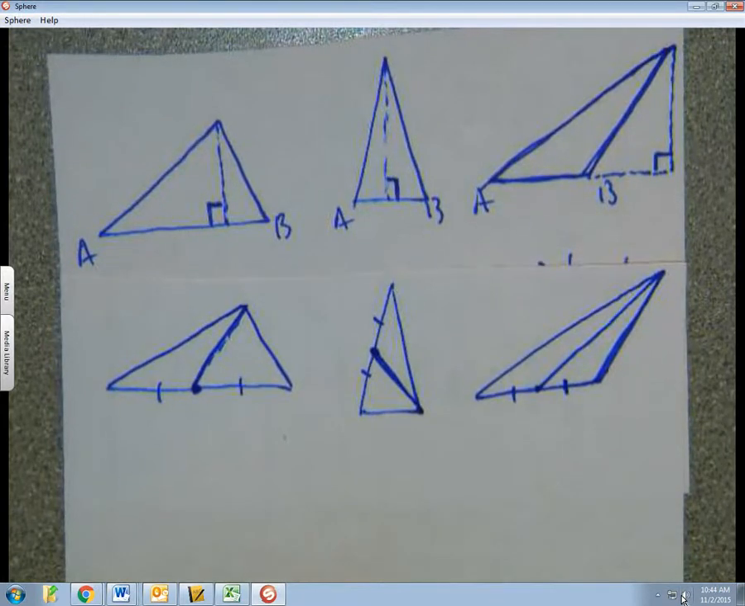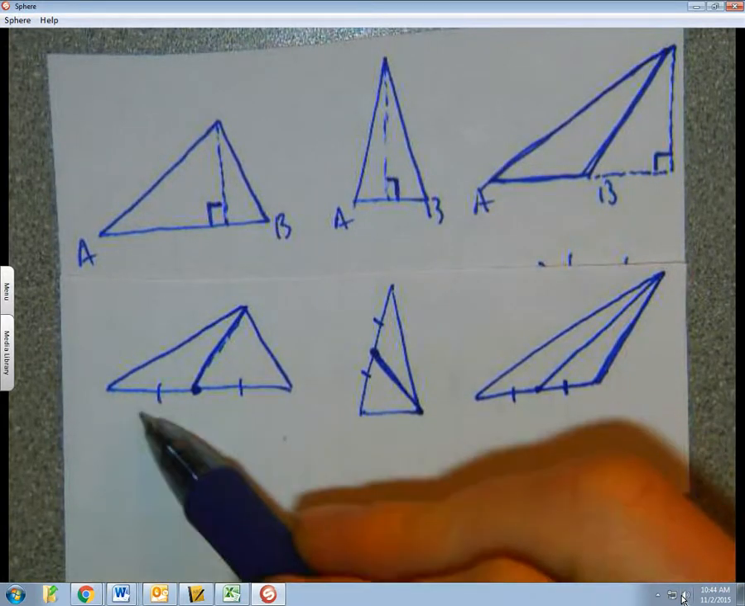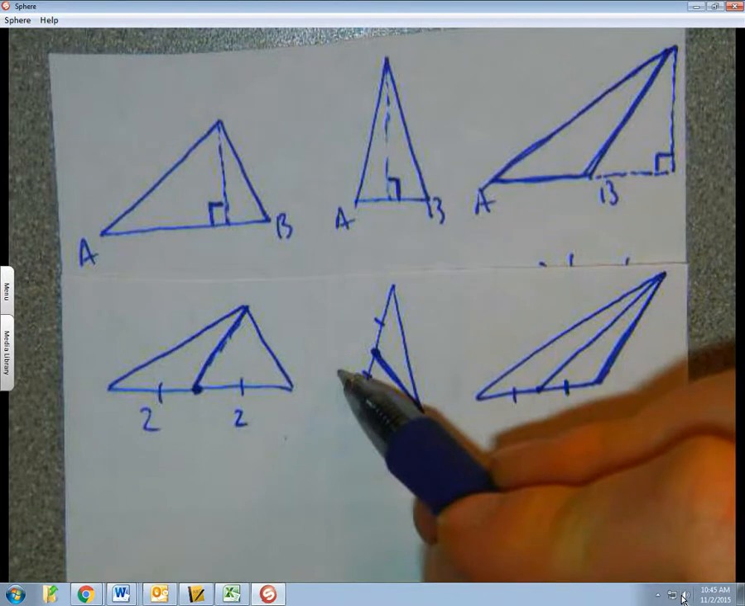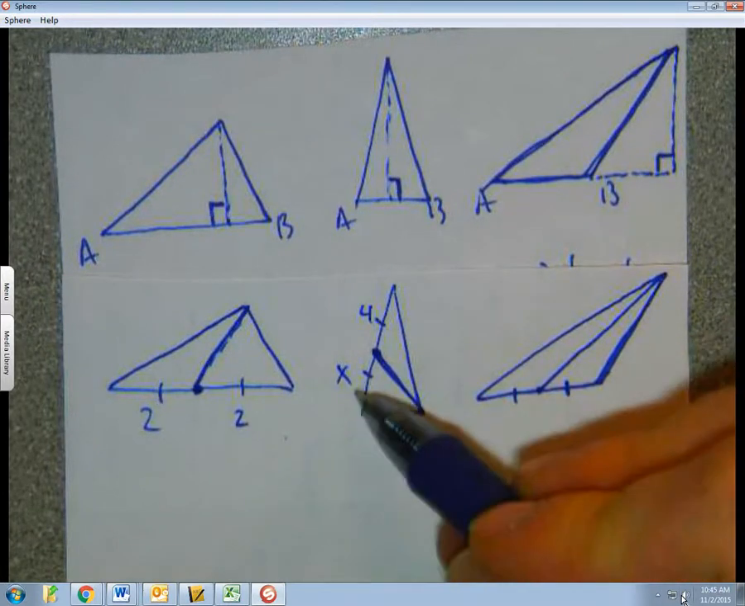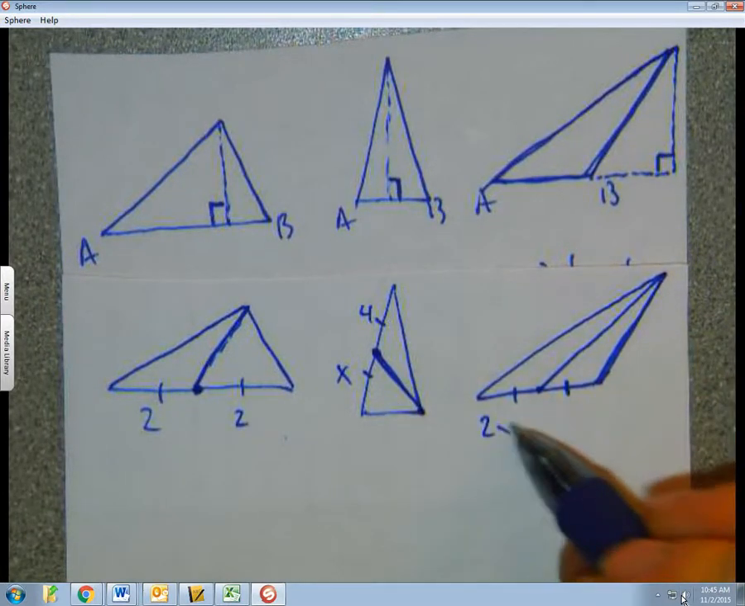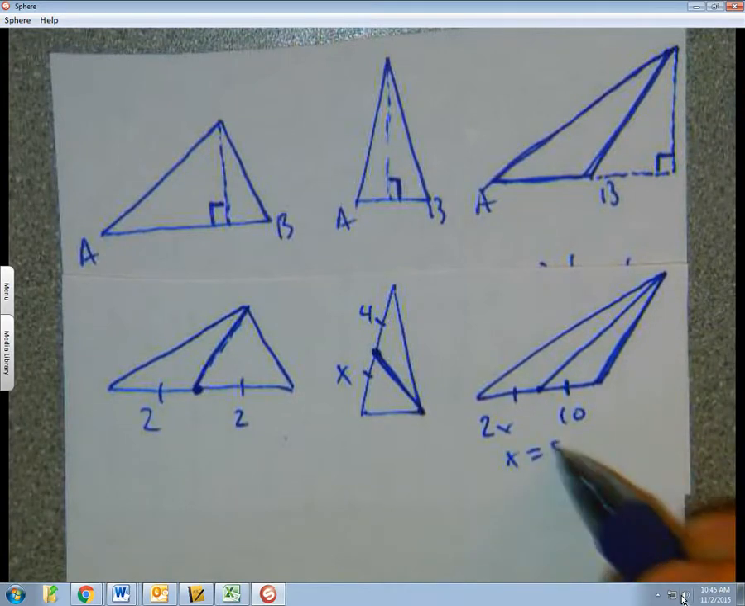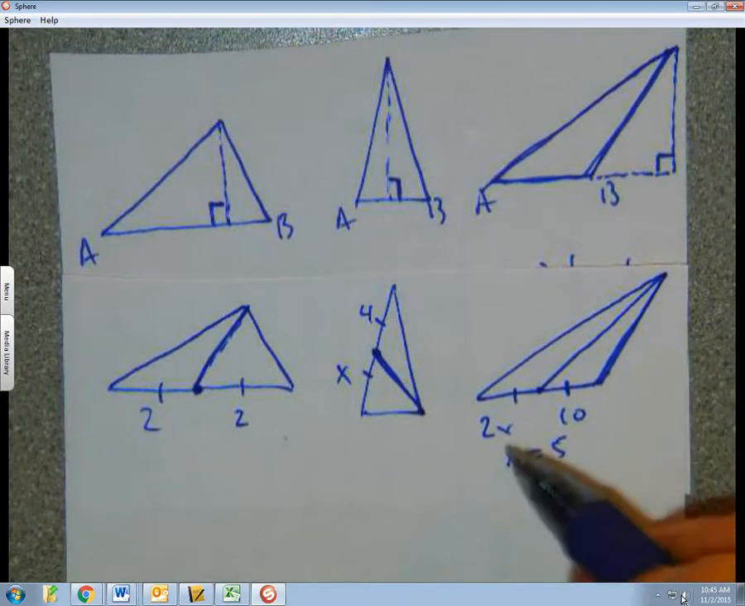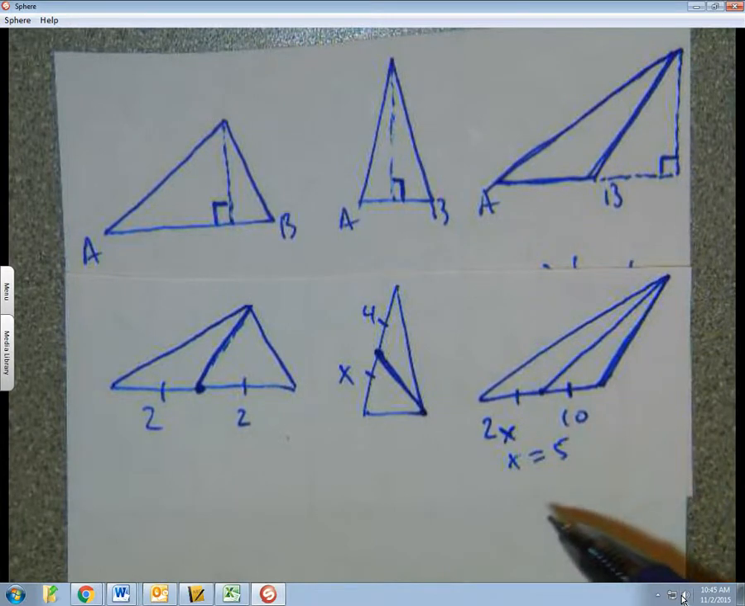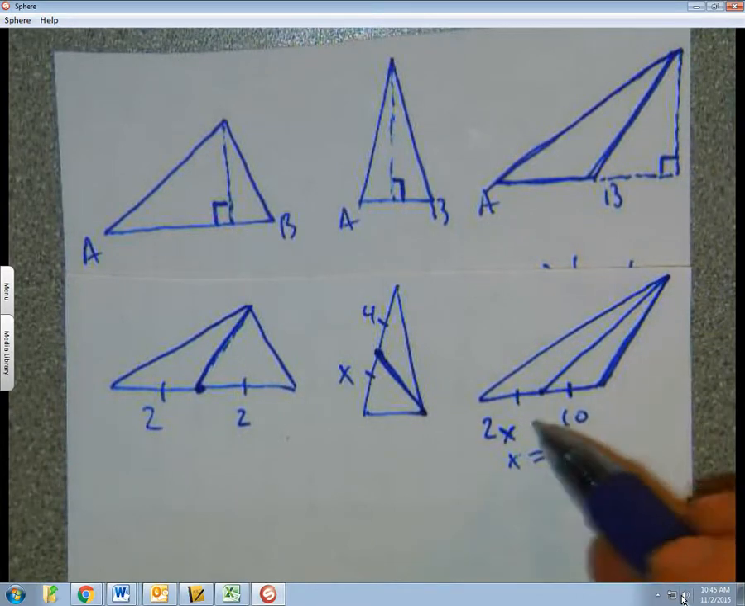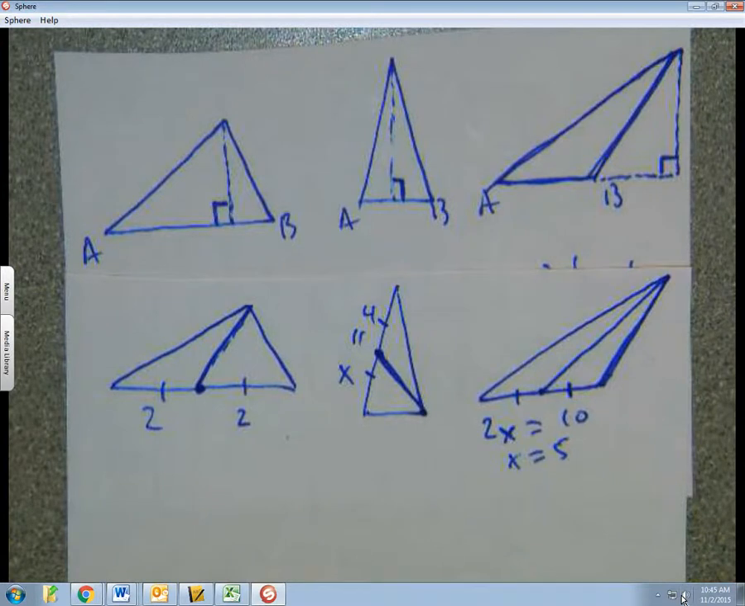So then obviously, if this was 2, this would be 2. If this was x and this was 4, x would be 4. Obviously if this is 2x and this is 10, x is 5. Right? You can do all those kinds of things with that, because they're equal to each other, if it splits it in half. Okay.